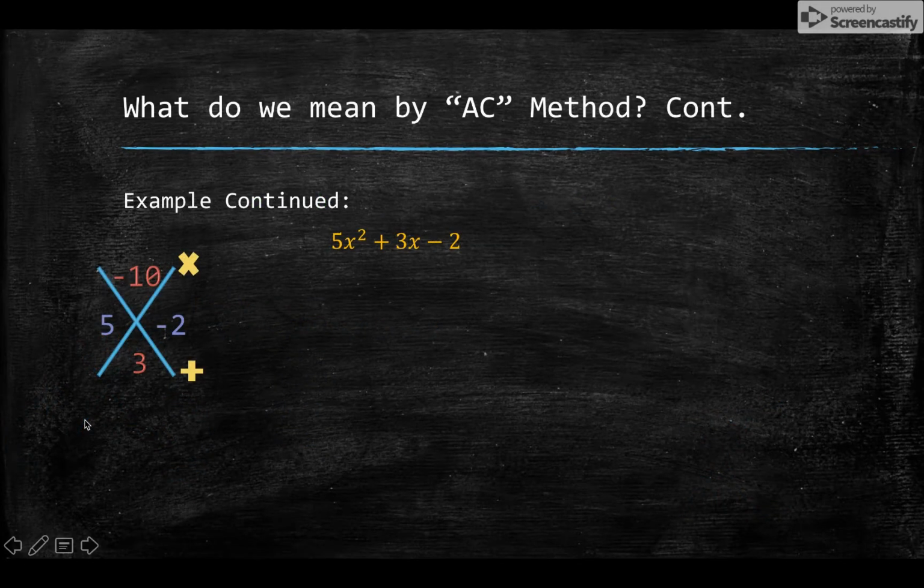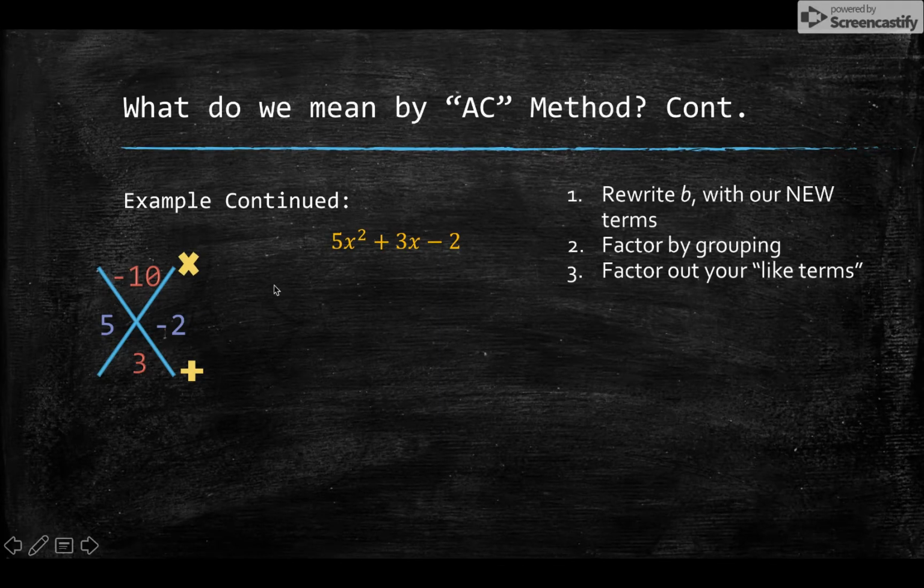So I'm going to clear the screen, and notice here I've gone ahead and set up our x with our new terms 5 and negative 2. And I'm going to put some new rules up here on the right. And now we're going to rewrite b with our new terms. So notice here, all I did was take the b term and rewrite it using the terms we found earlier. So positive 5x and negative 2x. If you added those together, you would get your 3x where we started, which is what we're looking for here.